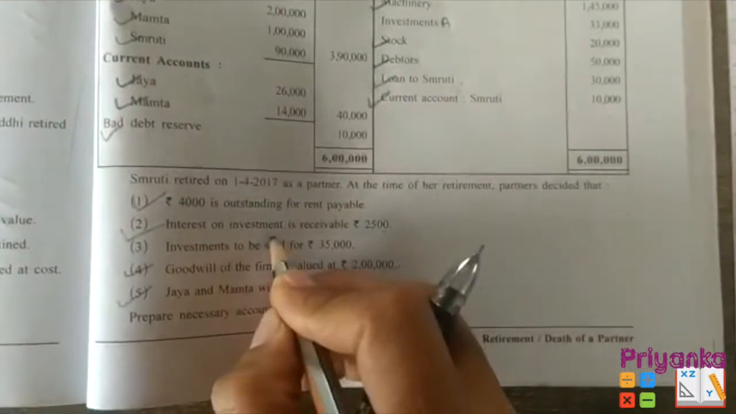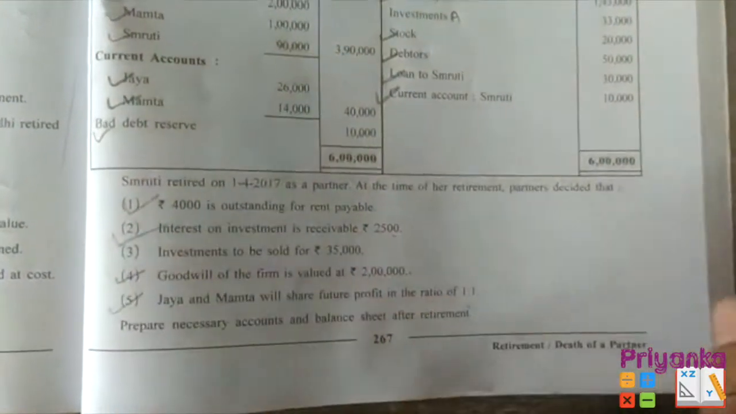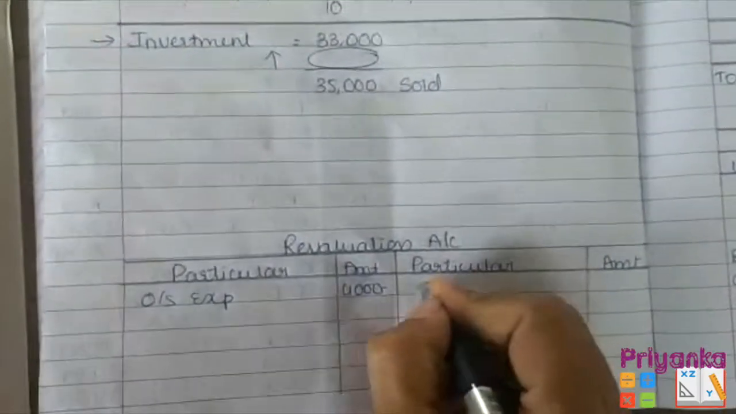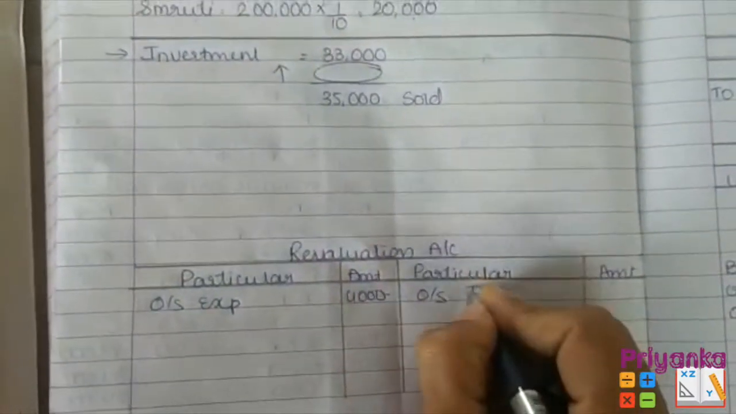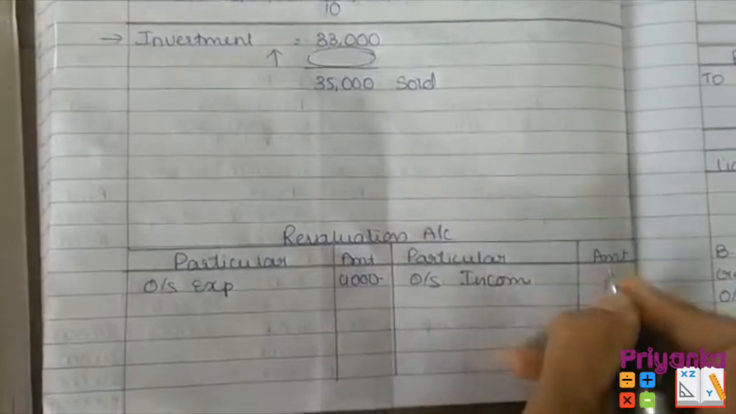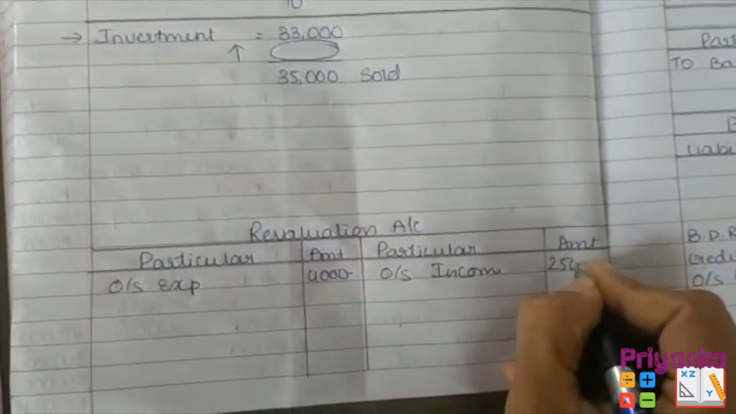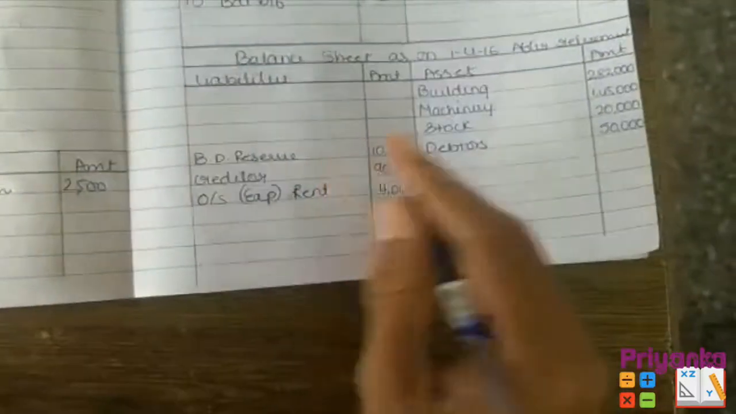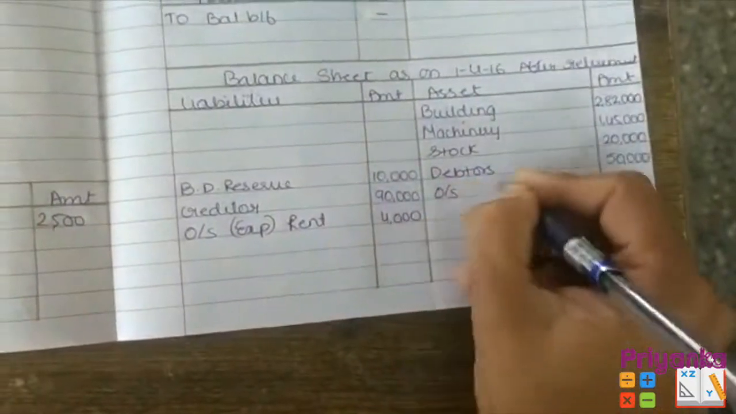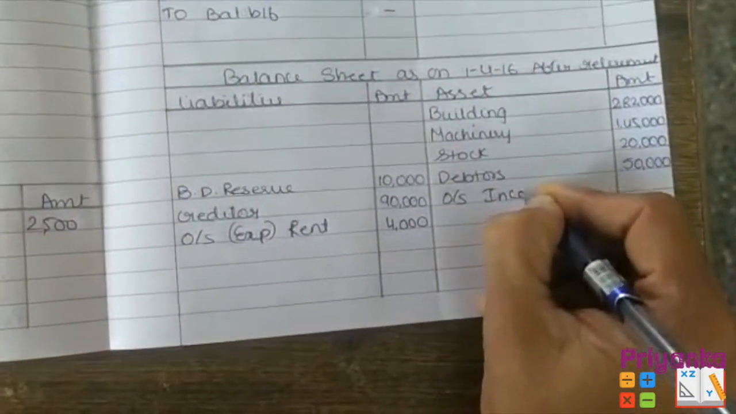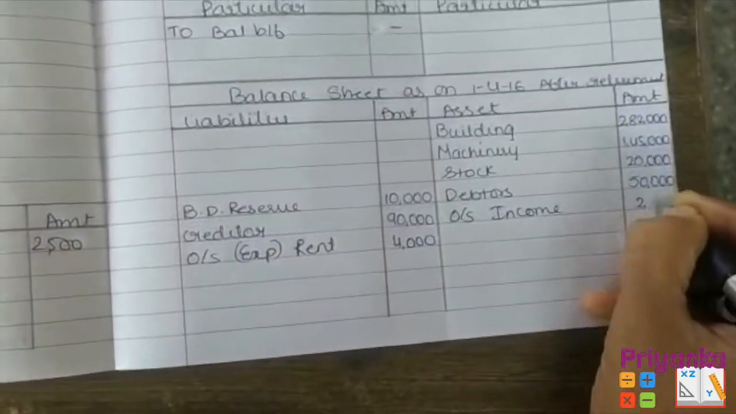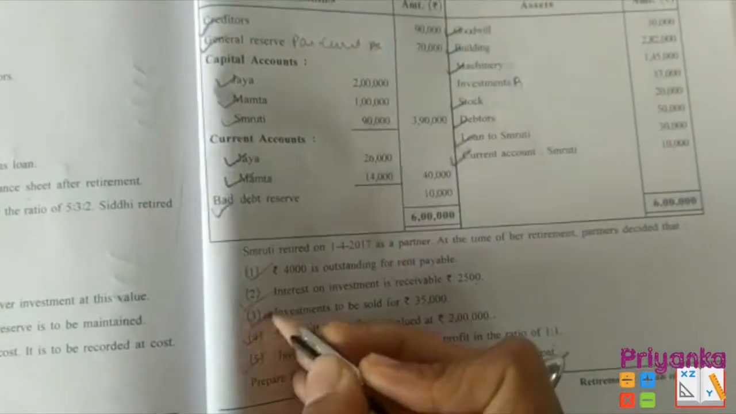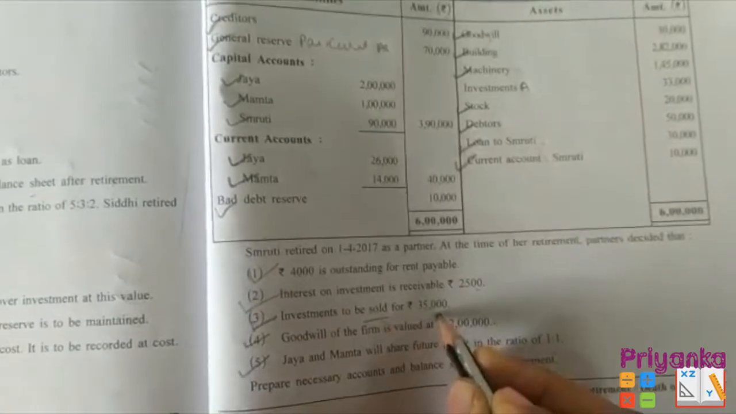Moving to the next adjustment, interest on investment received 2,500. Now interest on investment, that is income. So outstanding income will be written over here in the revaluation account as well as in the new balance sheet. Also it will come at the asset side. So outstanding income is 2,500.